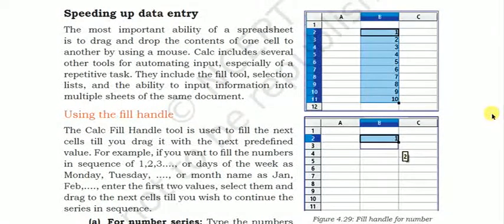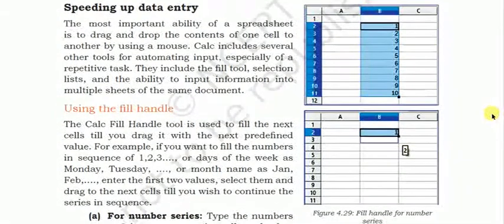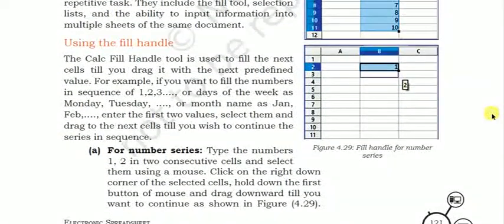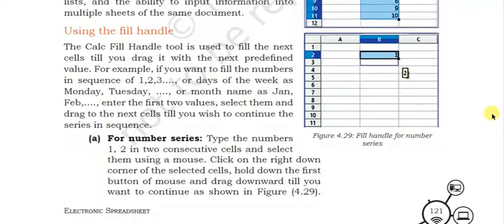The Calc fill handle is a tool which is used to fill the next cells, as you drag it, with the next predefined value. For example, you want to enter the numbers 1, 2, 3 and so on, or the days of the week like Monday, Tuesday, or January, February. So these have a fixed sequence. So what you will do is select the cell that has the starting values and then drag down. Okay.